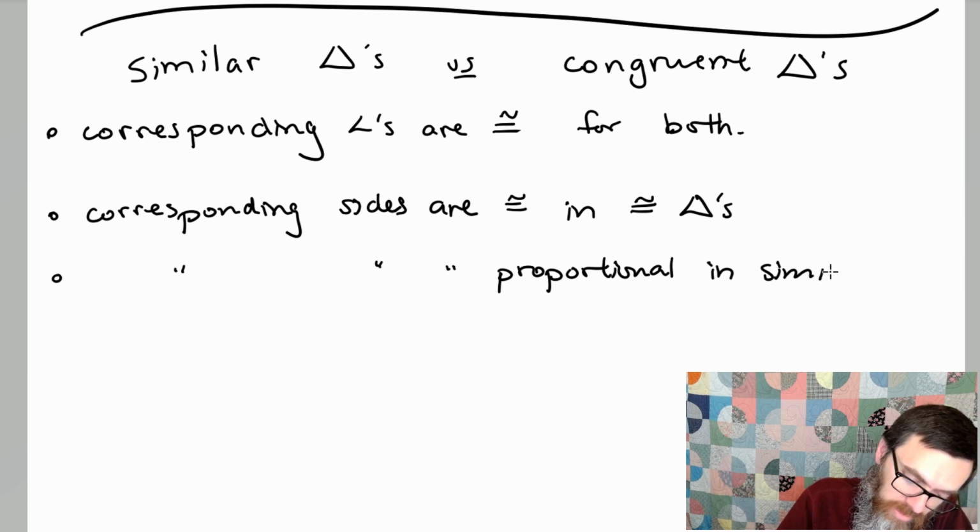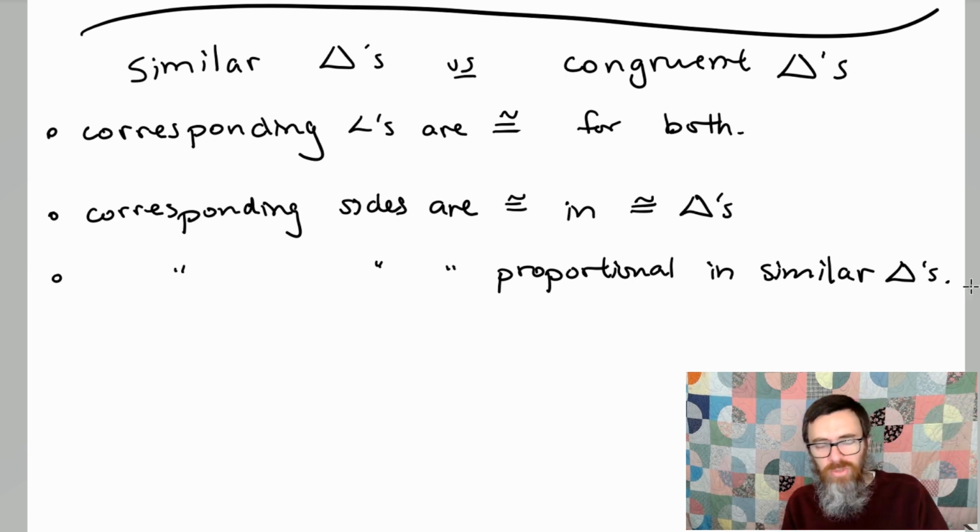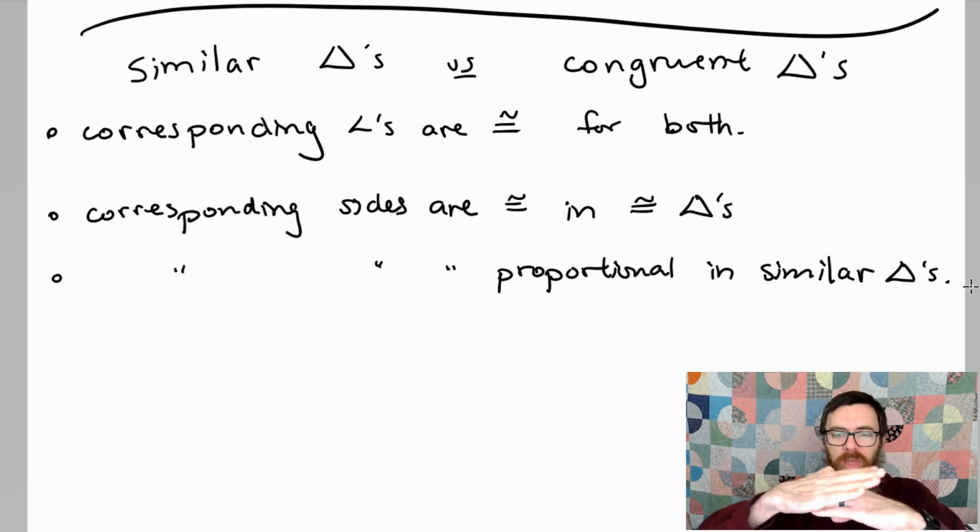and corresponding sides are proportional in similar triangles. That means if one triangle is twice as big as the triangle that it's similar to, all the side lengths are doubled, but the angle measures are not doubled, right? Because again, whether you have this or it extends really far out, the angle measure is still going to be the same.